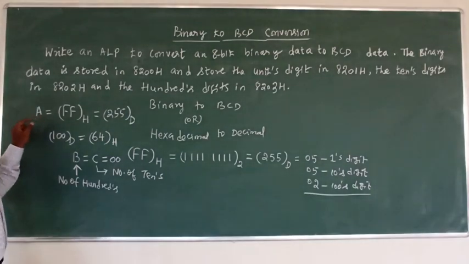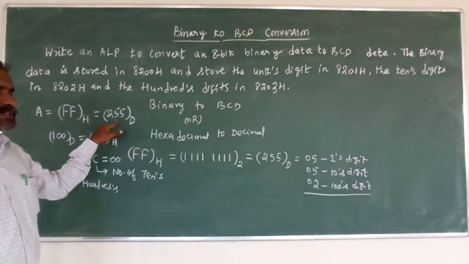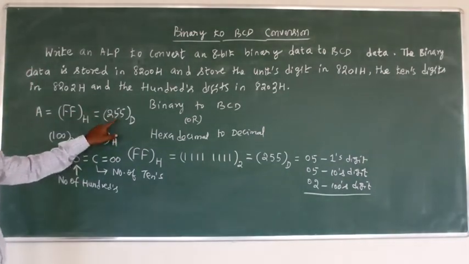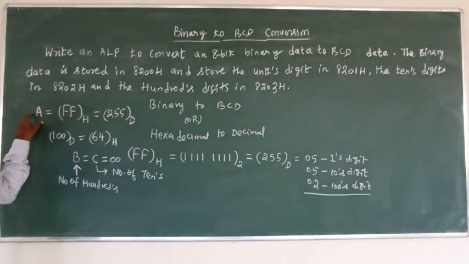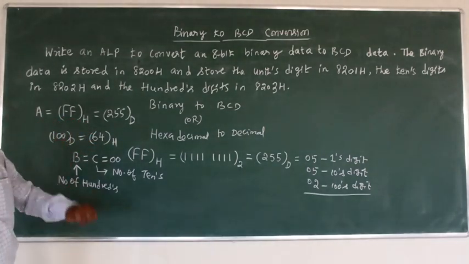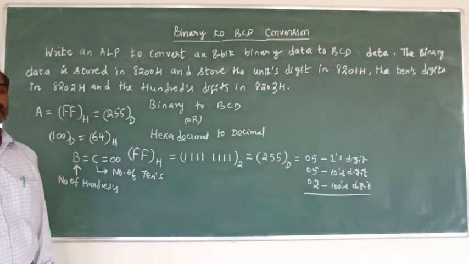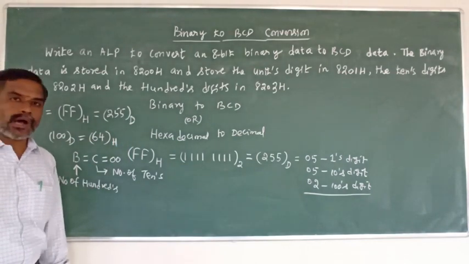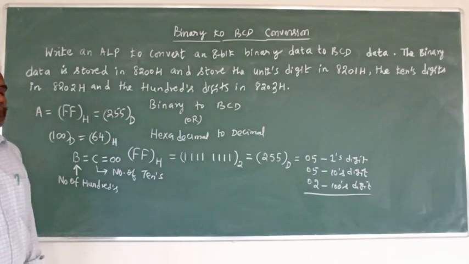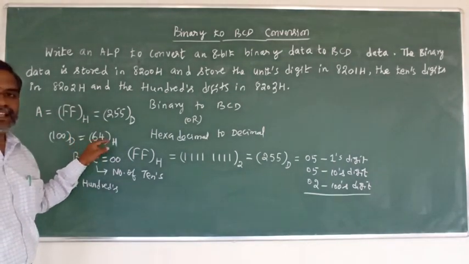Here the given data FF, corresponding decimal 255, is loaded into the accumulator. Now the accumulator data is compared with 100, above 100 or below 100. Suppose it is above 100, then we subtract 100 from the given data.